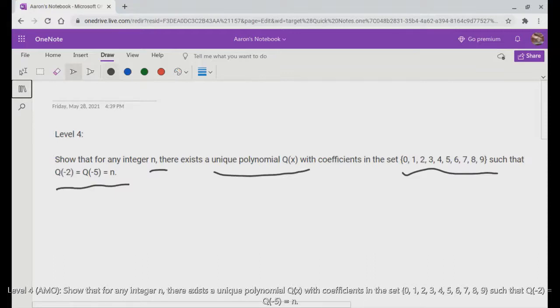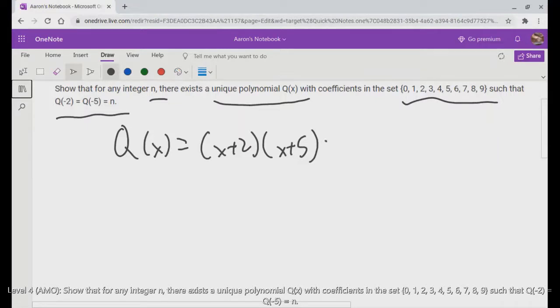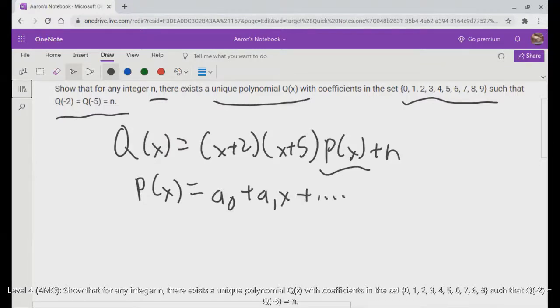First of all, one thing we can easily notice is that q of x can be written in the form x plus 2 times x plus 5 times p of x, plus n, where p of x is some polynomial that can be written in the form p of x equals a0 plus a1x plus all the way to am times x to the power of m. This is just a way to write p of x.